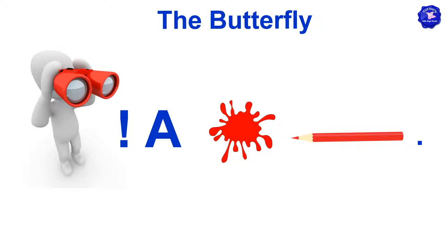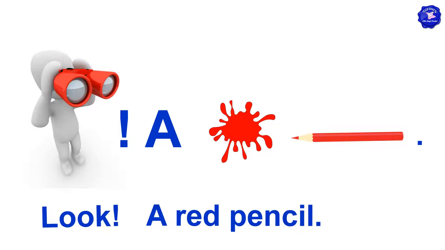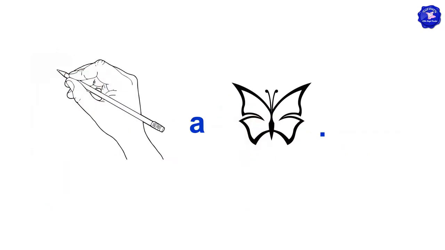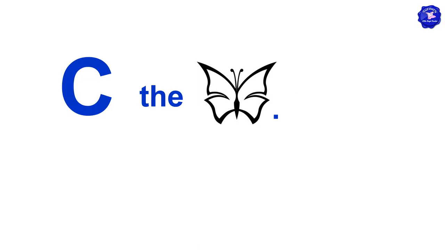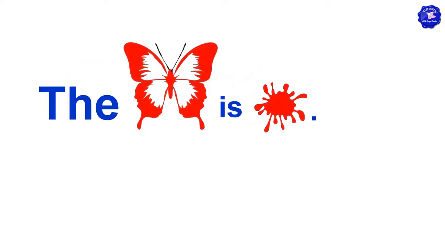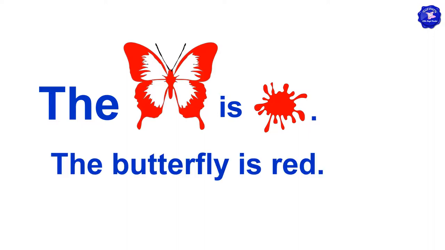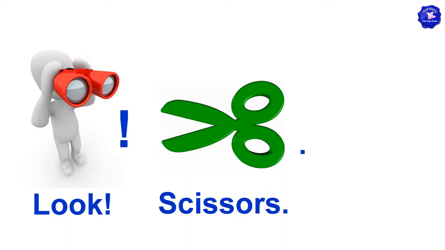Look, a red pencil. Draw a butterfly. Color the butterfly. The butterfly is red. Look, scissors.